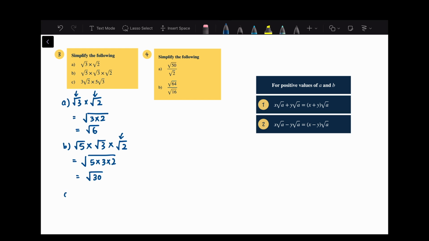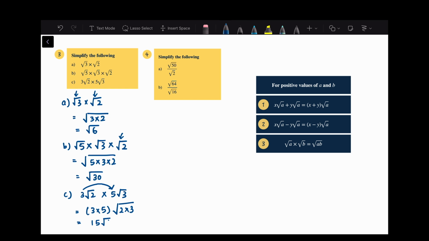Now part C is slightly different. There's a coefficient in front of the square root. But not to worry, remember the saying, birds of the same feather fly together. You're going to take the coefficient of 3, multiply by 5, and with the square roots over here, we're going to take 2 multiplied by 3, and this will give us 15 square root 6.